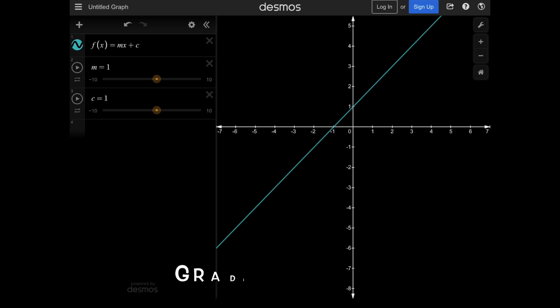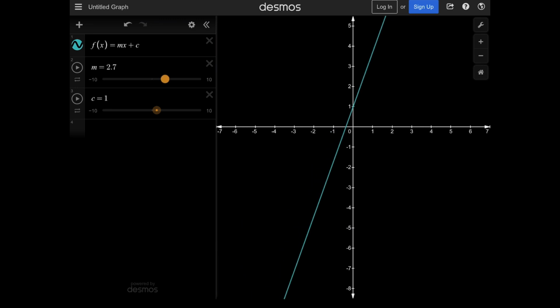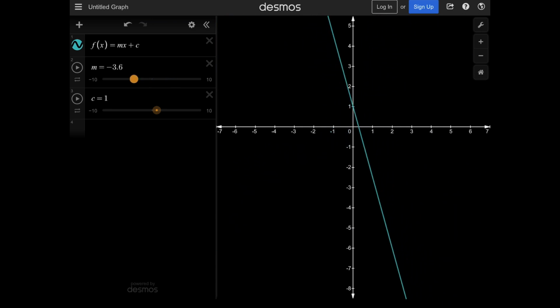Now remember, the gradient tells us how steep the line is going to be. So if you have a gradient of 1, it means your angle of inclination would be about a 45-degree angle. In fact, exactly a 45-degree angle. Now watch what happens as we increase the gradient to a value greater than 1. Notice how the line is getting steeper and steeper and steeper. And notice when we decrease the gradient, how the line becomes more shallow.